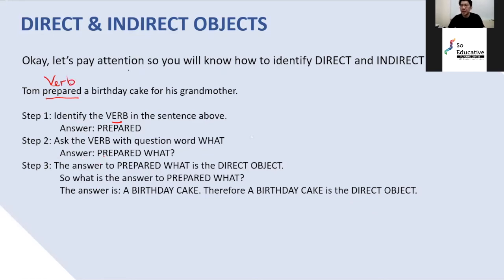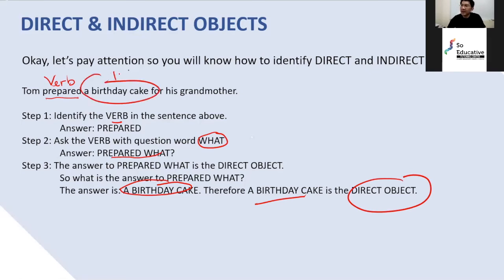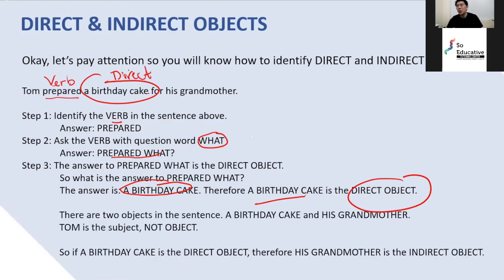Okay. So now you know the verb. Ask that verb with what? Prepared what? And the answer is prepared a birthday cake. A birthday cake. That is the answer. So therefore, the answer is the direct object. So a birthday cake is the direct object.